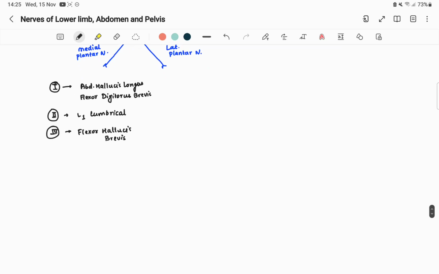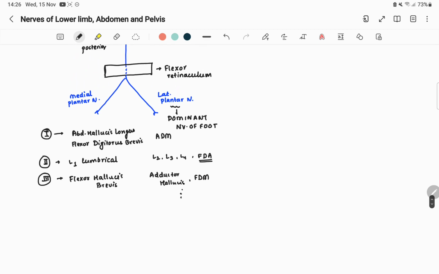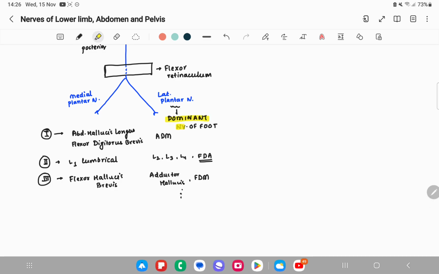The lateral plantar nerve is the dominant nerve of the foot. It will supply all the rest of the muscles, like the abductor digiti minimi of the first layer, and of the second layer the second, third and fourth lumbricals and the flexor digitorum accessorius muscle, and the adductor hallucis, the flexor digiti minimi, all the rest of the muscles. So it is called the dominant nerve of the foot.